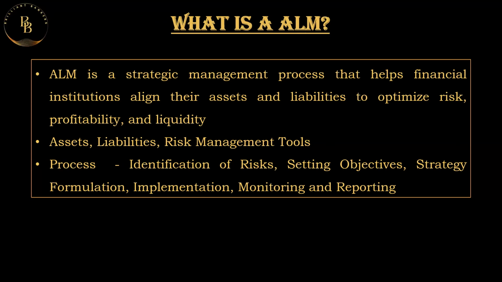ALM also helps the bank ensure that it has enough cash or liquid assets to meet any crisis, in case there is a sudden withdrawal of money from the bank. It also helps in regulatory compliance by following the rules set by the regulators. For example, there are guidelines about how much of the bank's funds should be in different types of assets to maintain a healthy financial position. And what are the processes carried out for that? They are the identification of the risk, setting objectives, strategy formulation, implementation of the strategies that have been formulated, and monitoring and reporting of all these strategies. This process is carried forward in an ALM by the ALCO, that is the Asset Liability Committee.